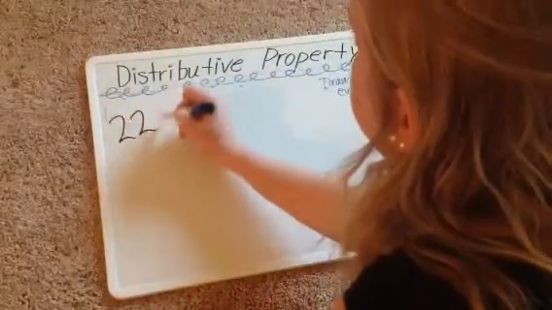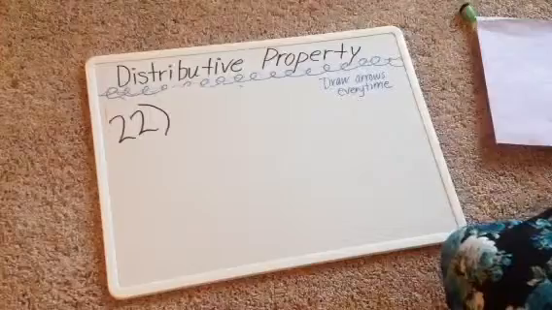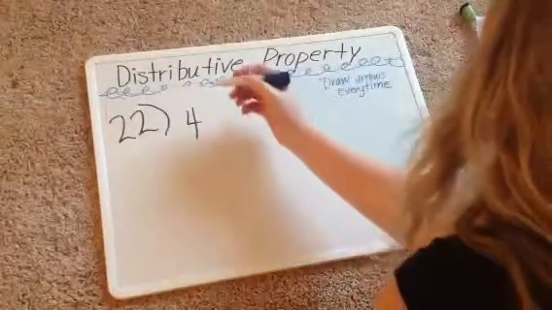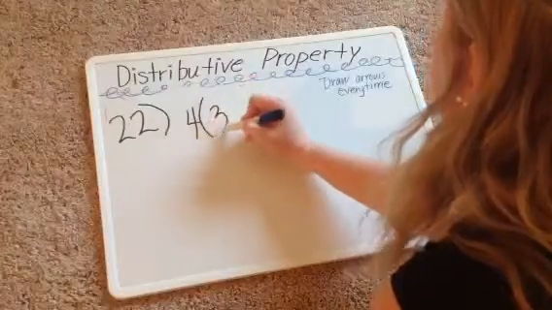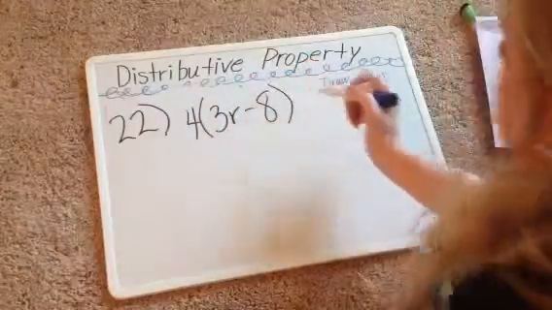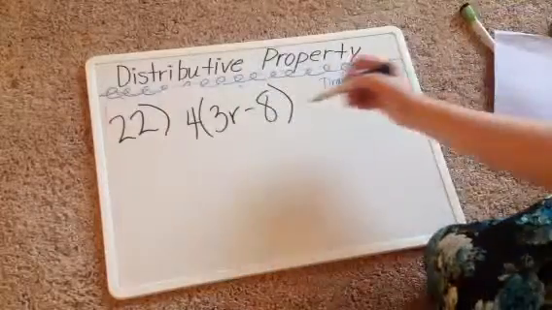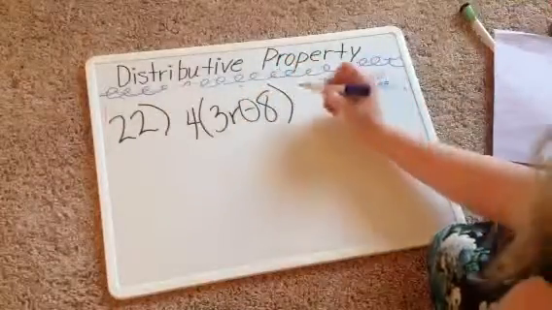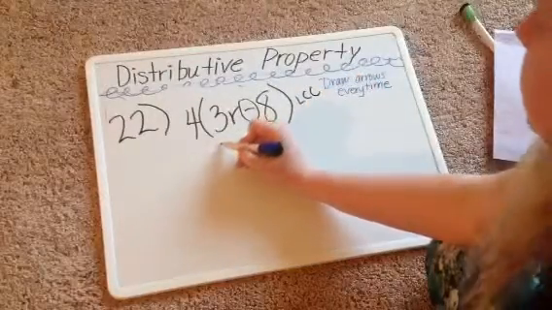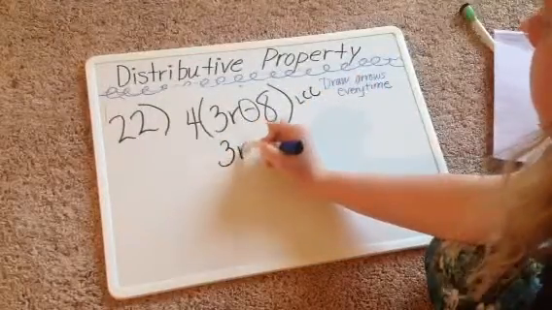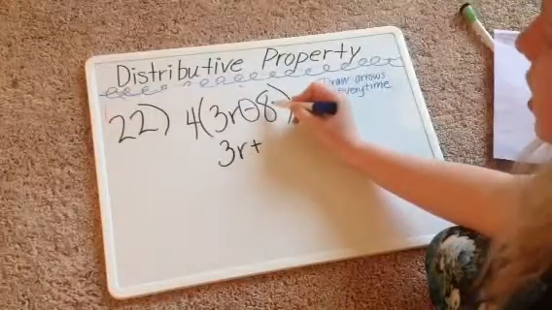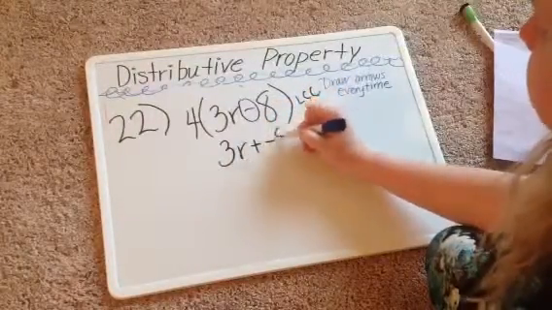Last one we're going to work on is number 22. So it's going to be 4 times 3r minus 8. So again, we have that subtraction sign, so we need to do our leave, change rule. So we're going to leave our 3r. We're going to change our subtraction to addition. And we're going to change this positive 8 to a negative 8.